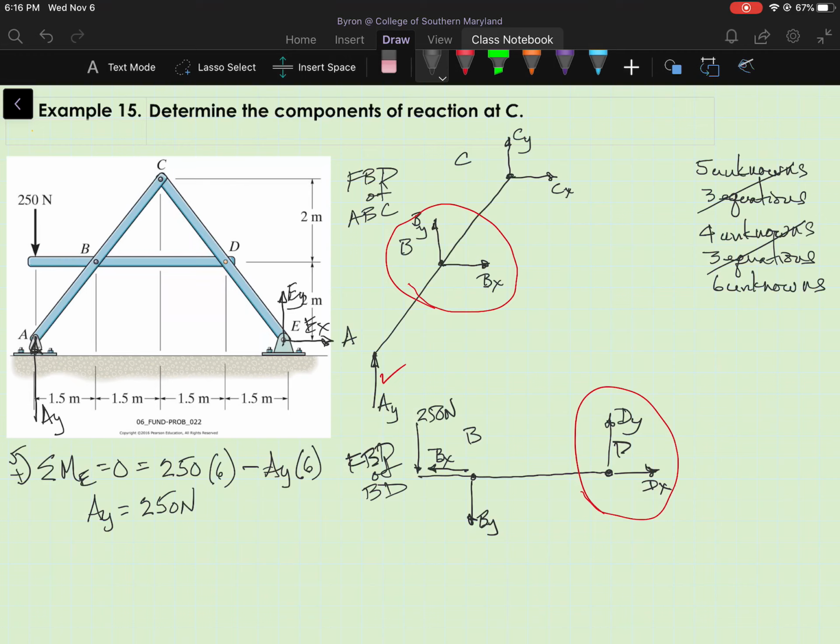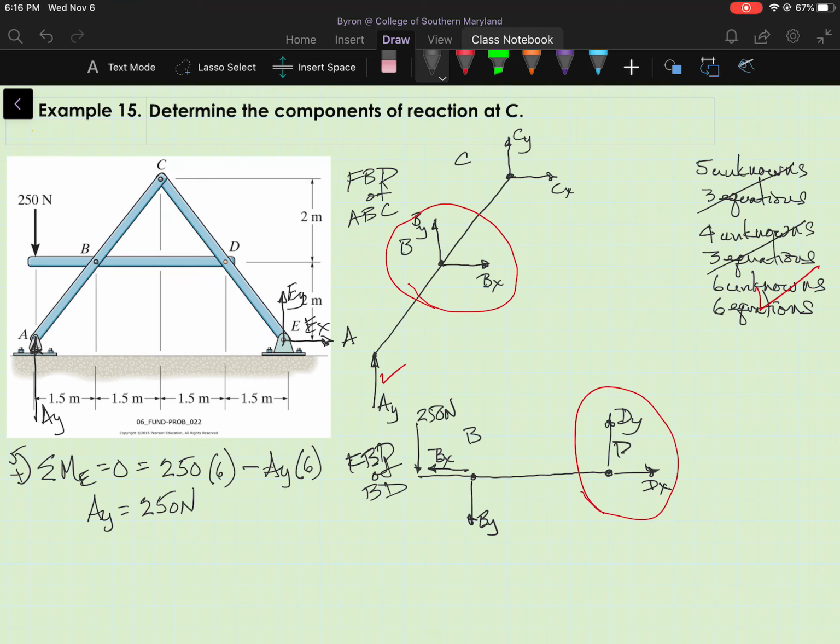But I've added 3 more equations with the second free body diagram. So now I have 6 unknowns, but I have 6 equations available to me. So I should be able to solve for all of these unknowns. I won't necessarily have to solve for all of them. I'm trying to get C sub y and C sub x. So I shouldn't need to draw any more free body diagrams. I just need to figure out the most efficient way to solve for C sub y and C sub x.